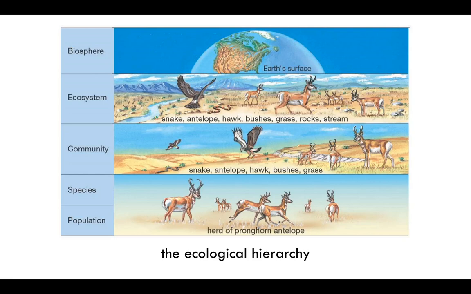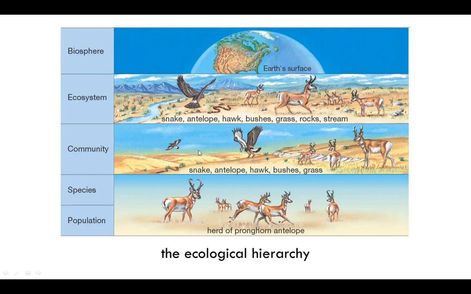So let's review quickly the hierarchy here. At the bottom, the most basic level of ecology is the population, all of the individuals that belong to a single species in an area. Okay, so all the antelopes in this case.